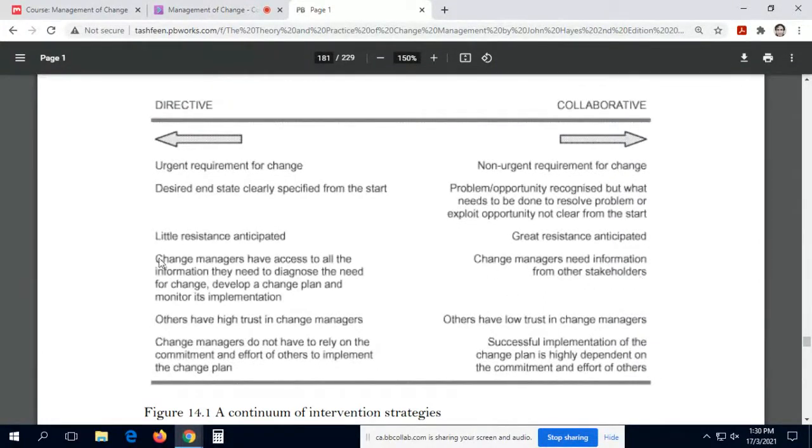Yeah. Change managers need information from other stakeholders. On the other hand, change managers have access to all the information. So if the change manager has access to all the information, and the key job holders listen to him, all of those things are there, then they can go for a directive type of approach, a directive type of strategy, a directive type of model of change. Yes. But if they seek information from other people, if they need support from other people every now and then, then it is a more collaborative approach.